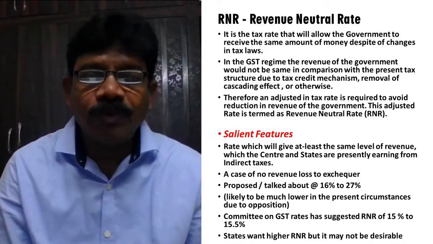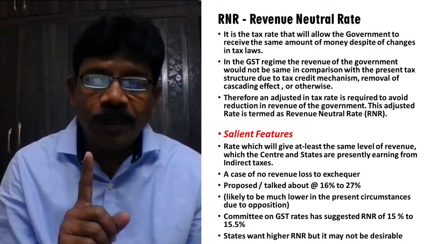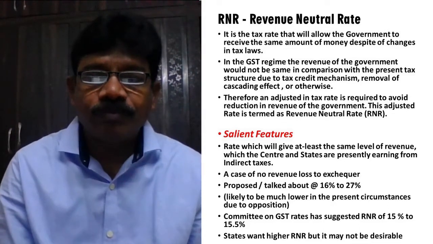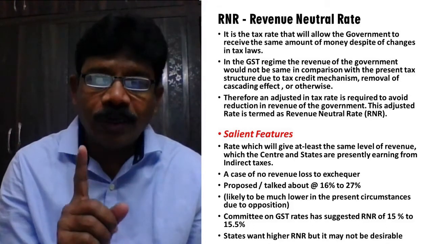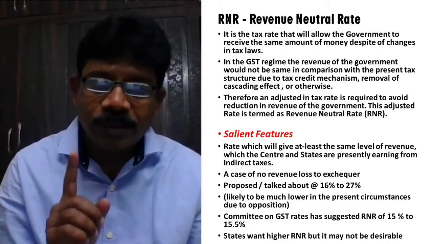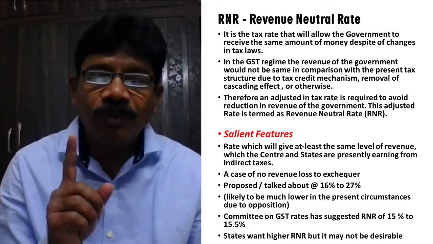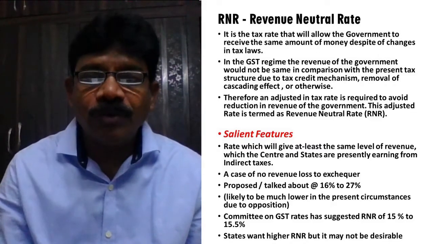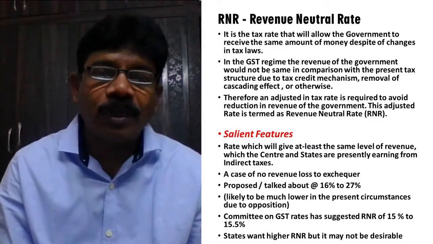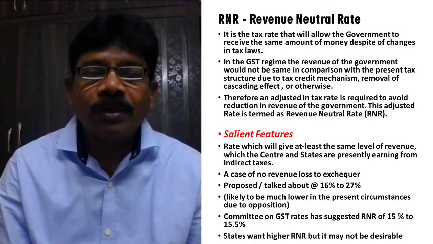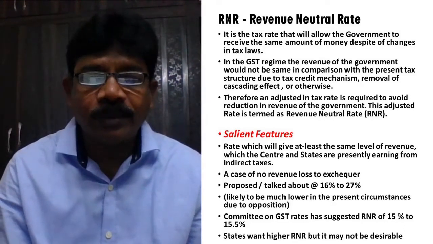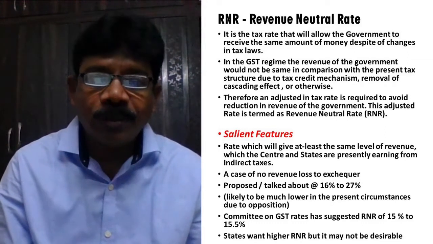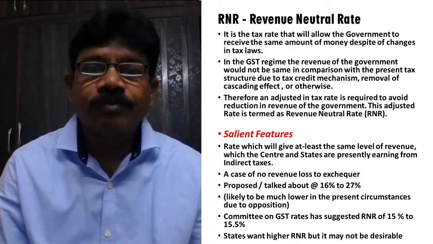The main aim of GST is one rate, one country, one tax system. One rate, one country, one tax system. GST is the one tax system. Only one rate should be adopted on all the goods, and all over India. That is the main aim of GST. Many countries are adopting it like that, but the Indian situation is different. That's why the Indian government has adopted 5 rates.